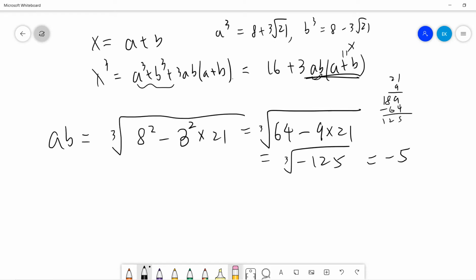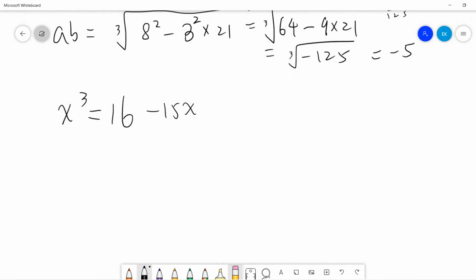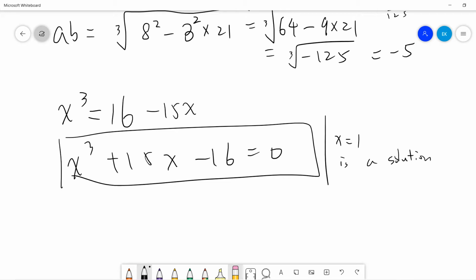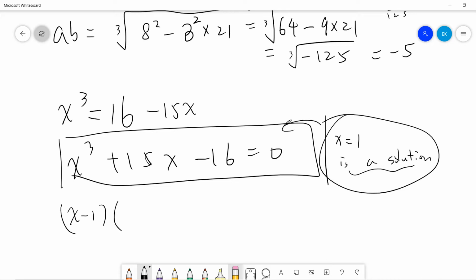So this x satisfies x cubed equals 16 minus 15x. So x cubed plus 15x minus 16 equals 0 is the equation. Your simple mathematical intuition should tell you that x equals 1 is a solution. If you don't know that, then we can use the second way. But if you see x equals 1 is a solution, then you can factor it, and you can use the long division method.